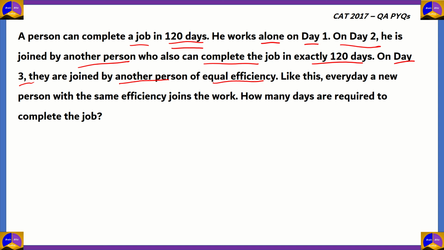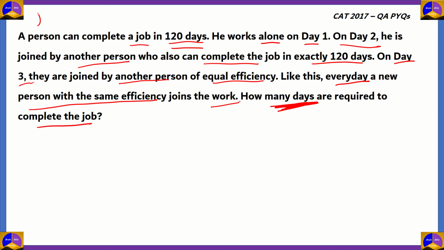That means they can complete the job in 120 days. Now, the condition is every day a new person with the same efficiency joins the work. Now, the question is, how many days are required to complete the job? Now, again, this requires us to quantify certain things.